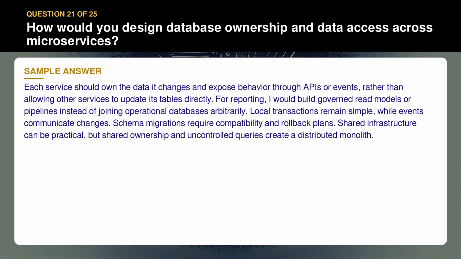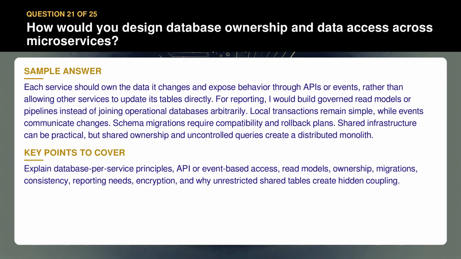Schema migrations require compatibility and rollback plans. Shared infrastructure can be practical, but shared ownership and uncontrolled queries create a distributed monolith. Explain database per service principles, API or event-based access, read models, ownership, migrations, consistency, reporting needs, encryption, and why unrestricted shared tables create hidden coupling.